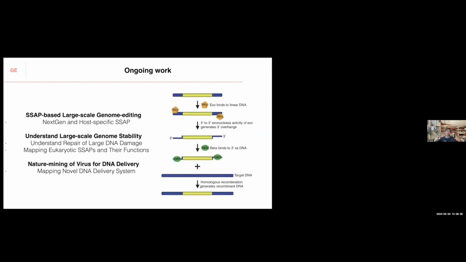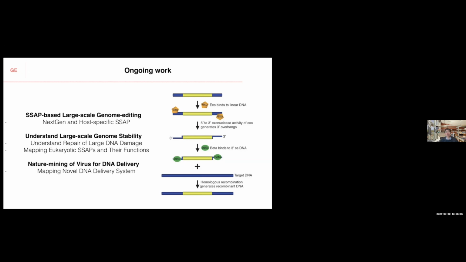So in general, we're taking multiple approaches now to try to engineer better versions of SSAP. Hopefully, we can call them next-gen SSAPs for in vivo gene editing. We're both sampling a bigger diversity in nature and also taking a more rational approach.